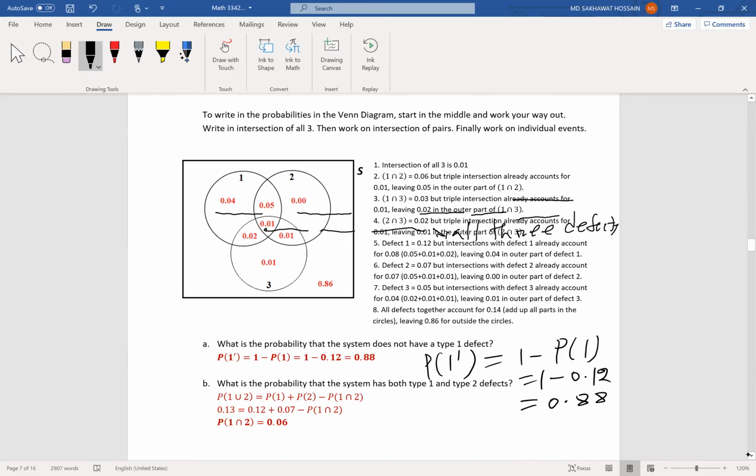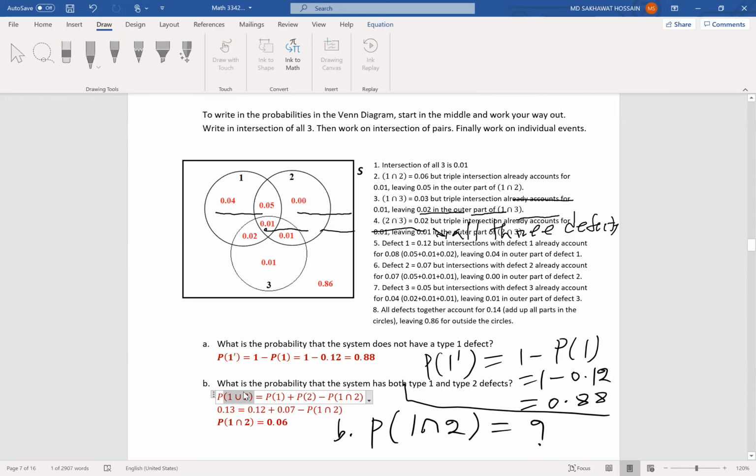Okay, the second question is, what is the probability that the system has both type 1 and type 2? So in part B, we are looking for the probability of 1 intersection 2. We do not have a direct formula for this, but we know the probability of 1 union 2. So we can use this formula to find the probability of 1 intersection 2.